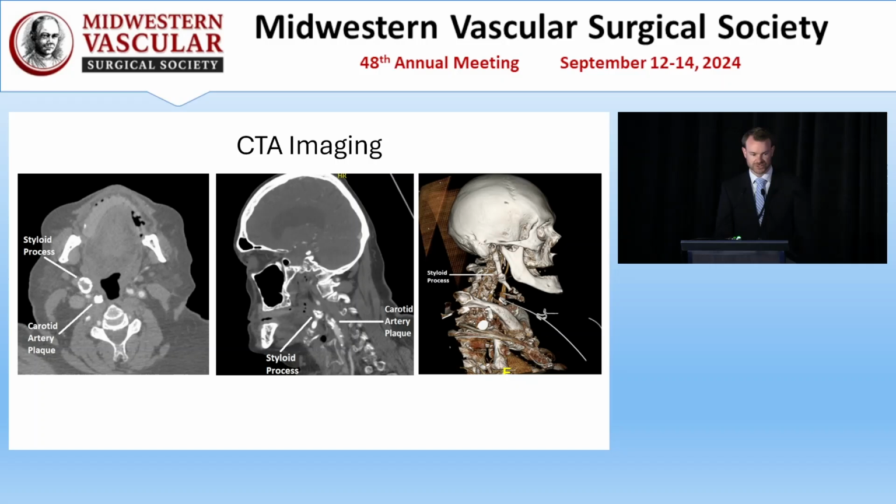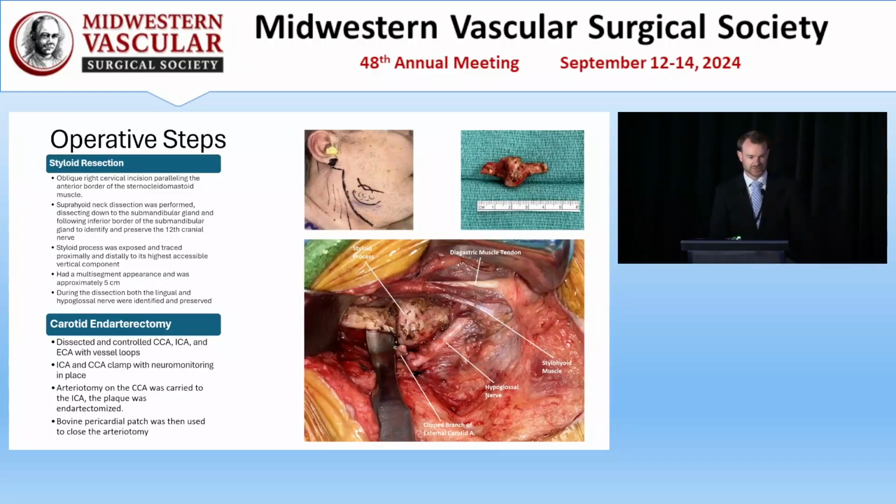So here we have pictures showing the axial view on the left side, showing the styloid process that is just superficial to our carotid artery plaque. Again, we have the sagittal view showing where the styloid process is in relation to the carotid artery, as well as the bony reconstruction on the right side showing this large multi-segmented styloid process. So we elected to proceed with operative resection of the styloid process first.